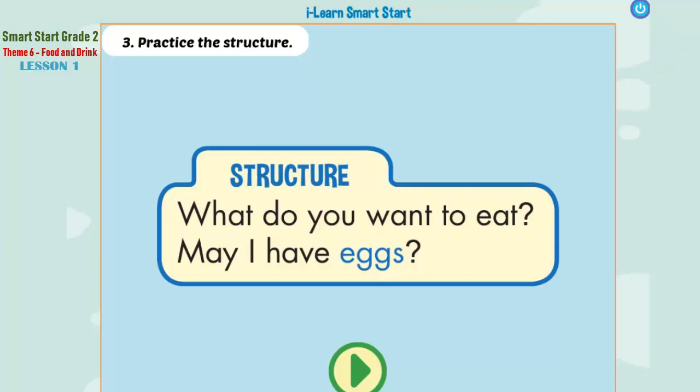B. 3. Practice the structure. What do you want to eat? May I have eggs? What do you want to eat? May I have eggs?